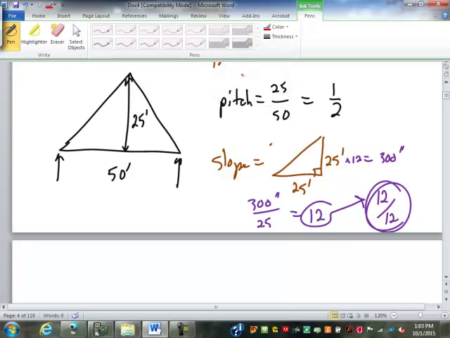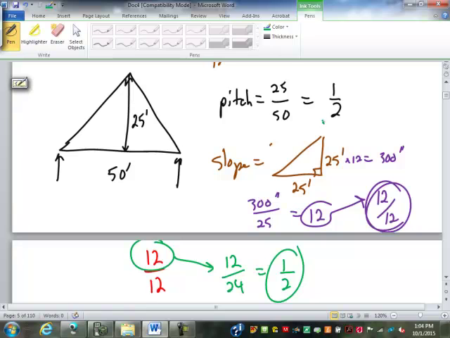Now, if I have the slope and I want to turn it into a pitch, so I have a 12/12 slope, I take the top number only and I divide it by 24. 12 divided by 24 turns it to 1/2. So 1/2 pitch.